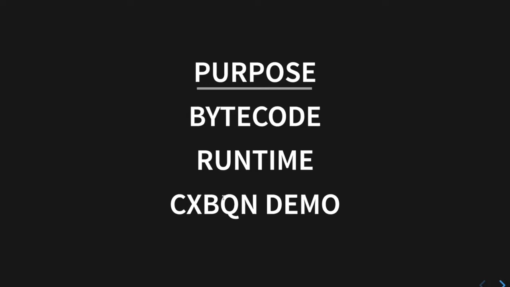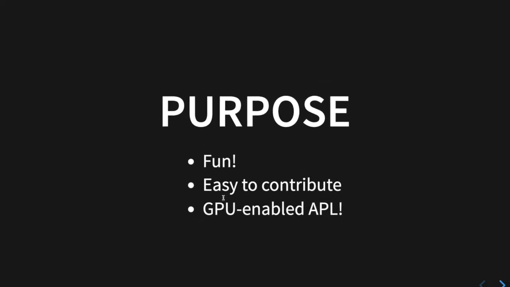So before we get started, we'll take a look at why I would write something like this. First of all, it seemed really fun and the documentation was pretty accessible. I'd also like to write a BQN virtual machine that was pretty easy to contribute to. But the biggest reason is that I couldn't find a GPU-enabled APL version out in the public, but being an array language, it seemed like a perfect candidate for an interpreted language to be GPU-enabled. Now, CXBQN is not currently GPU-enabled, but that's the hope moving forward.